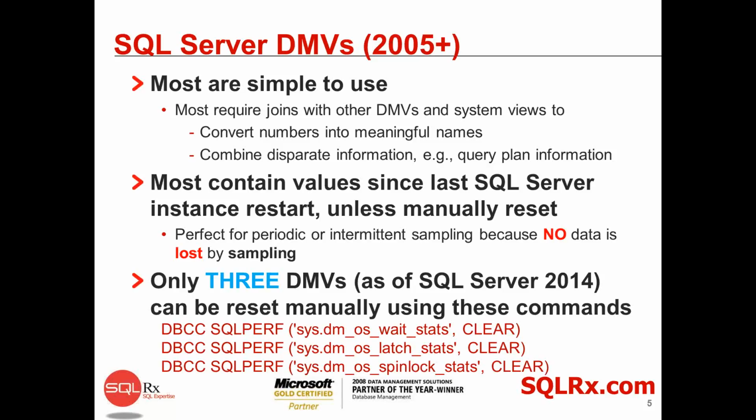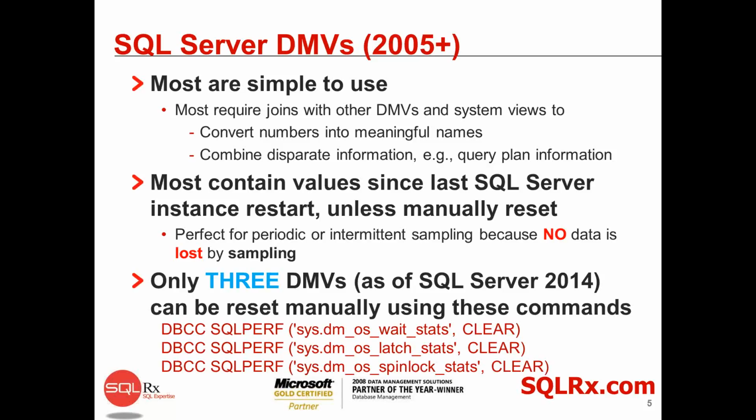So effectively, the takeaway here is that it's perfect for periodic or intermittent sampling because no data is lost by sampling. That is the key element of using this kind of data. And if your frequency is high enough, say 30 seconds or a minute, you will really not lose much of anything in terms of granularity and being able to zero in on a very small window to try to figure out what the heck happened in that special time.